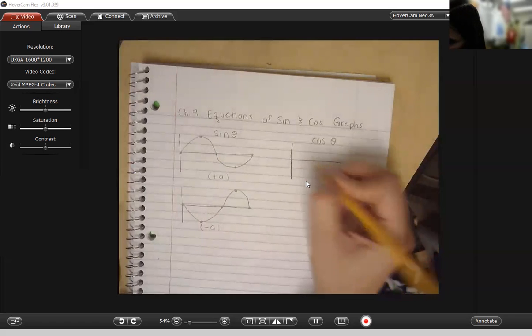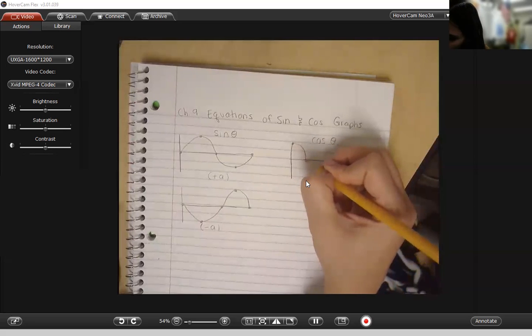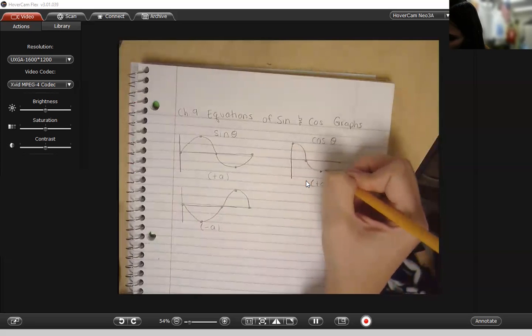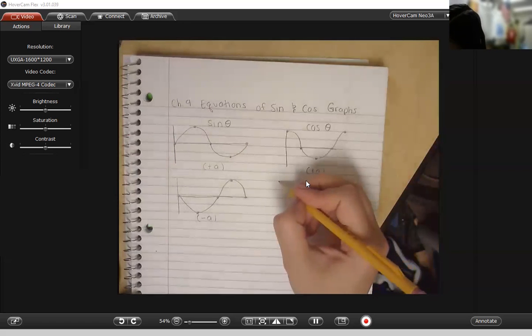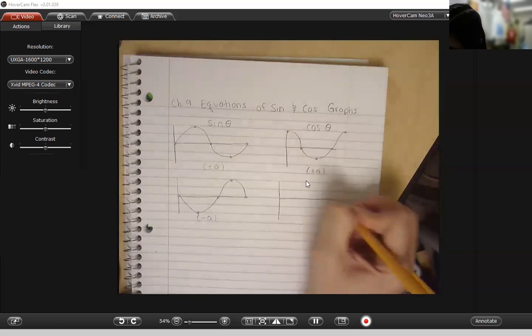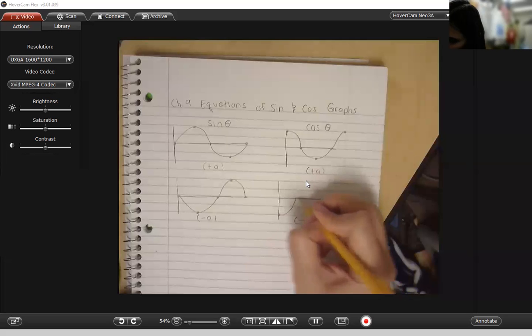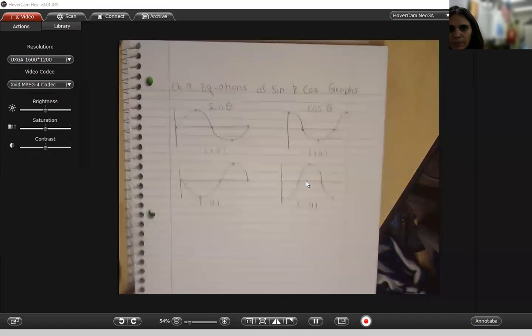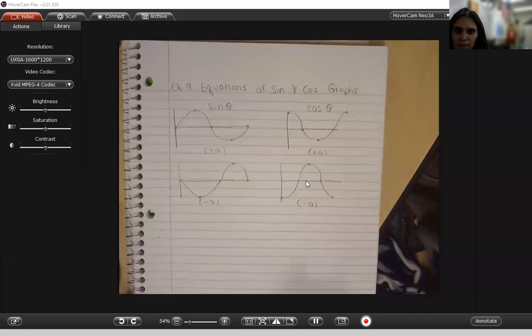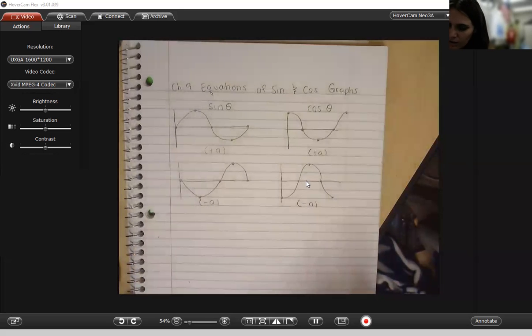For cosine, we start with a positive a value. We start at the max, go down to the midline, go down to the minimum, back to the midline, and here's our maximum. Those would be the 5 points we want to label. And if we were to graph a cosine with a negative a value, this time we start at the minimum and then go to the midline and then maximum, midline, back down to the minimum. So that should help you see what your graph should look like, based on if it's a sine or a cosine and if the a value is positive or negative.